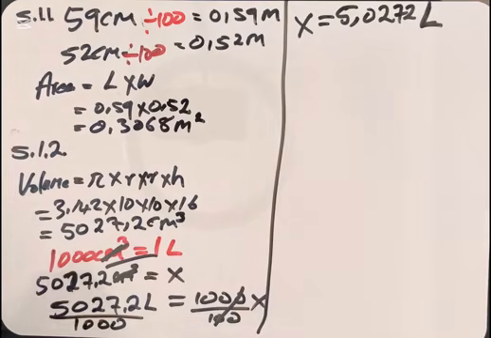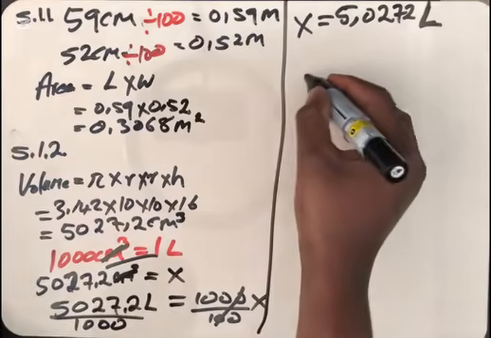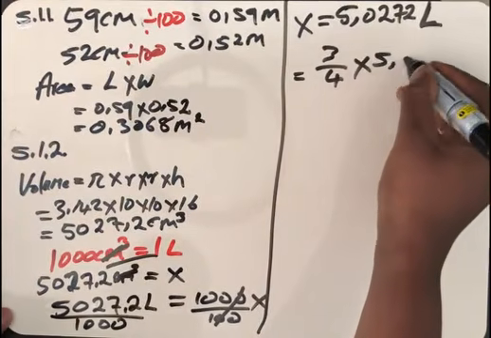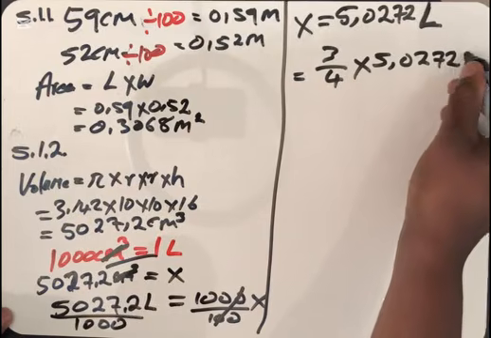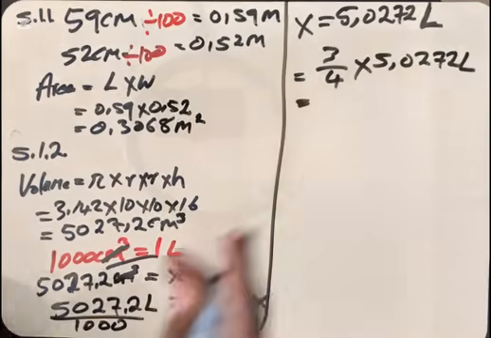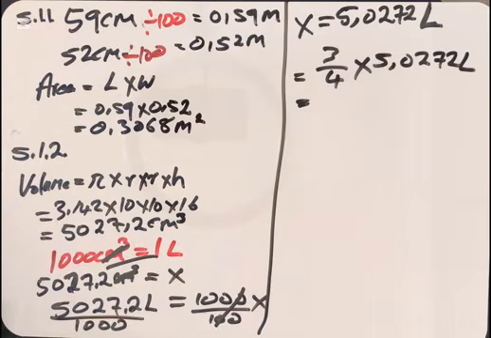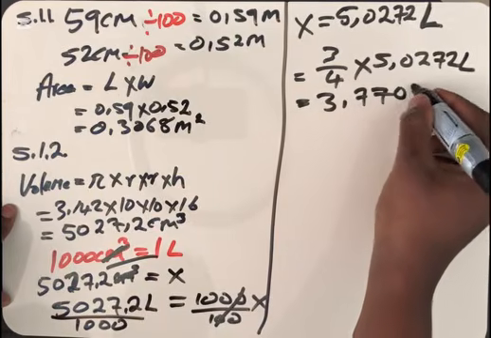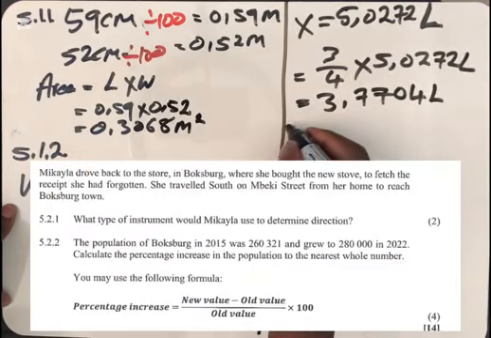We've converted everything to liters, but we should not forget the question wanted us to calculate three quarter of this. So the 3/4 is going to be equals to 3/4 multiplied by 5.0272 liters. Let's do the calculations there. Just multiply that by 3/4. We found that our final answer here is 3.7704 liters.